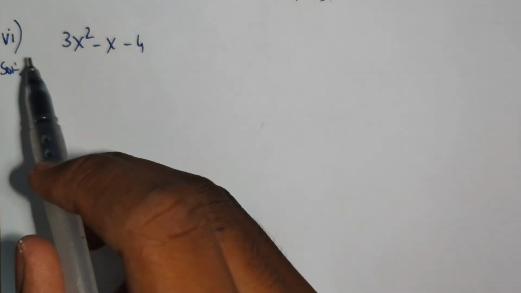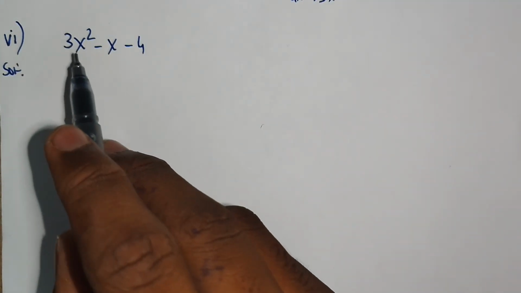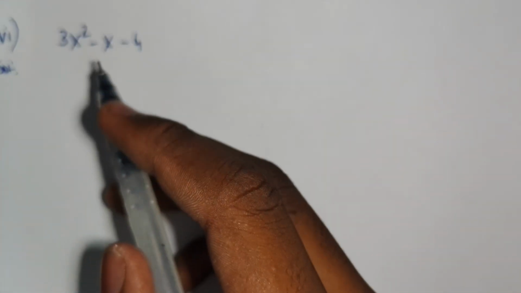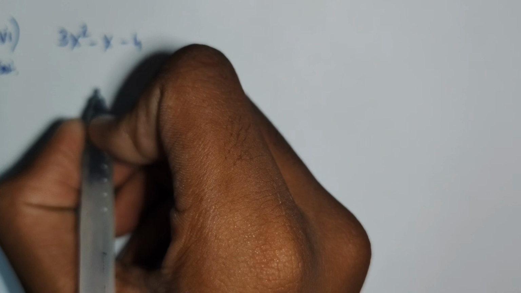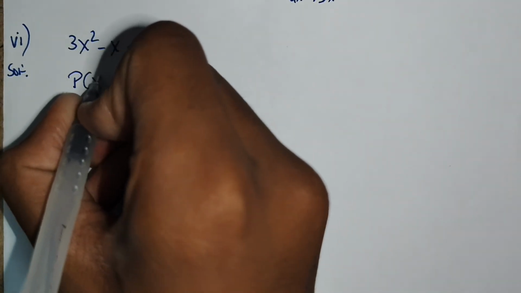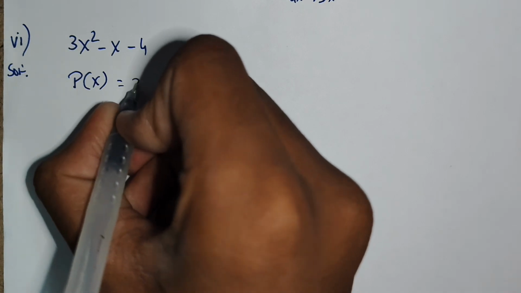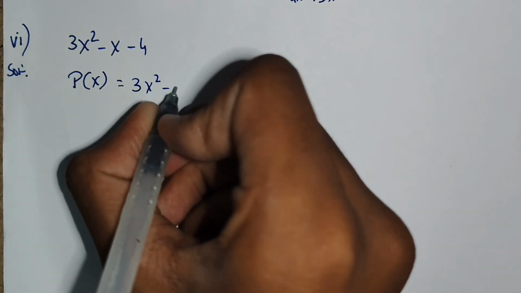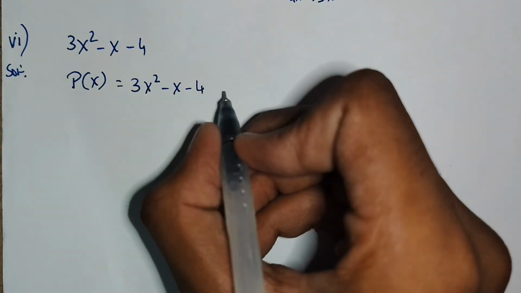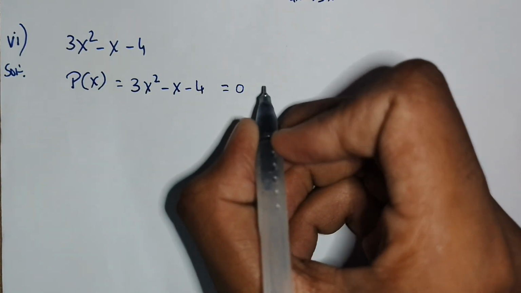Now let us go to the sixth problem. Here the problem is 3x square minus x minus 4. Let us solve this. I am thinking of this given equation as p of x equals to 3x square minus x minus 4. This whole equation is equals to 0.